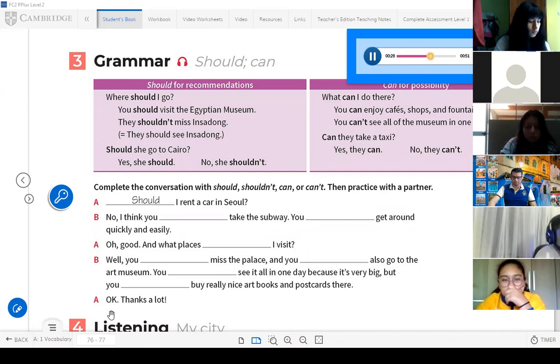Can for possibility. What can I do there? You can enjoy cafes, shops, and fountains. You can't see all of the museum in one day. Can they take a taxi? Yes, they can. No, they can't.